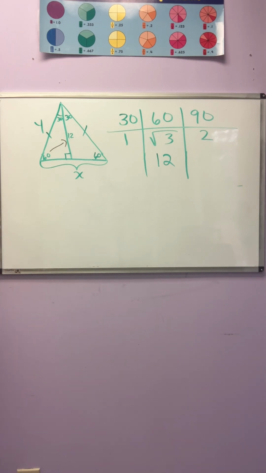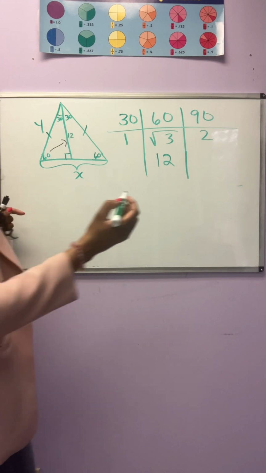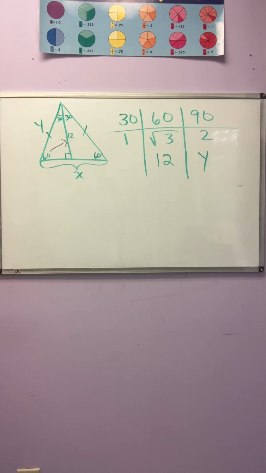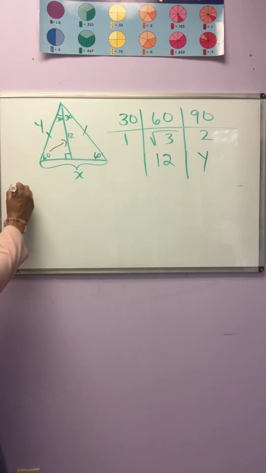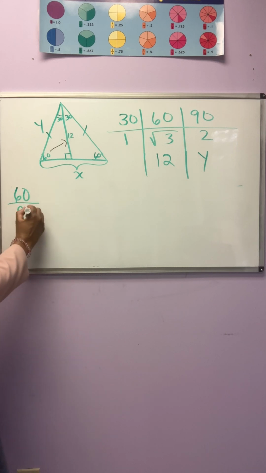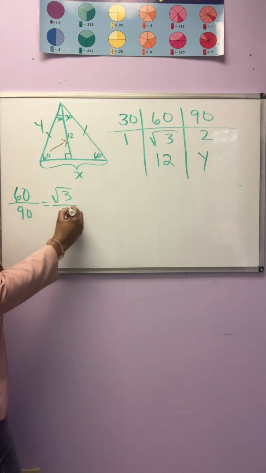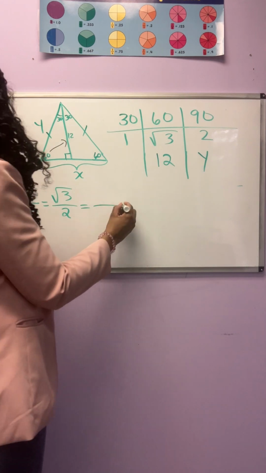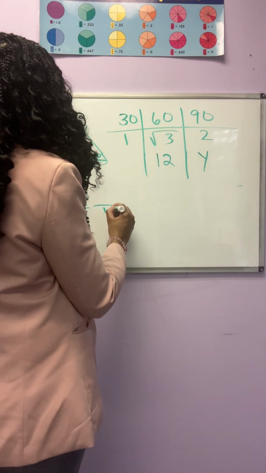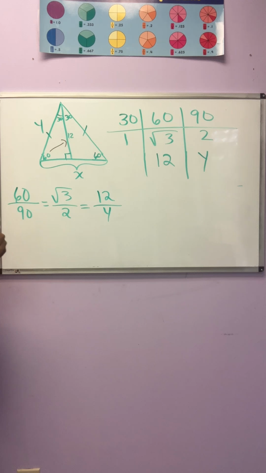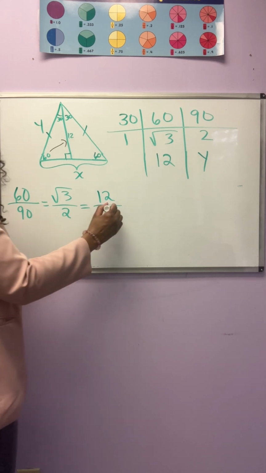It doesn't matter which one we're going to solve, but let's solve for y, which is the one across from the 90. Okay, so if we're solving for the one across from the 90, we're going to do our 60-90 ratio. So when we have radical 3, we have 2. In this case, y is what we're looking for, and we're given the one across from the 60 is 12. We're going to cross multiply.